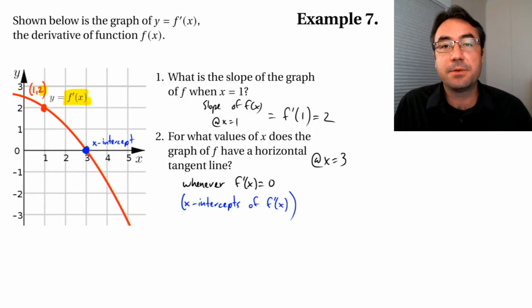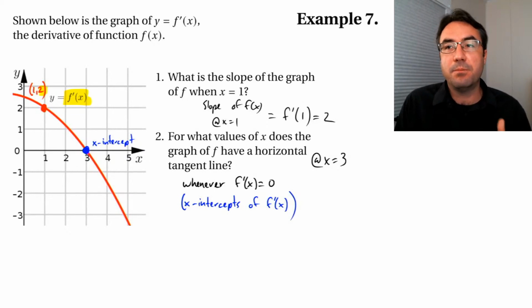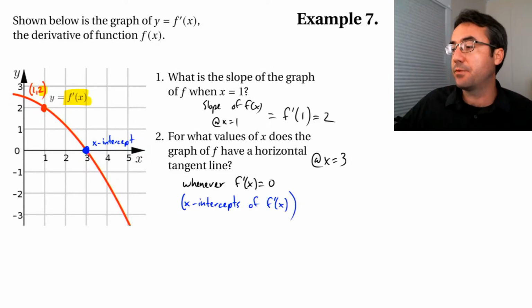And then we're also able to figure out where it has horizontal tangent lines and just what the slope of our function could be at any particular x value. So the graph of f prime, even though it's the derivative of f, still tells us quite a lot of information about what the function f must be doing. So it gives us quite a bit of information.